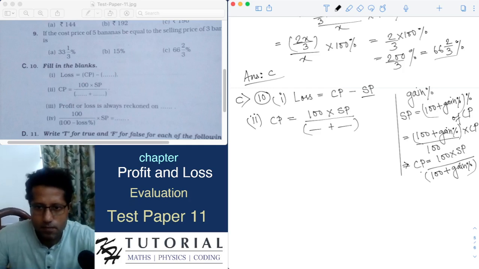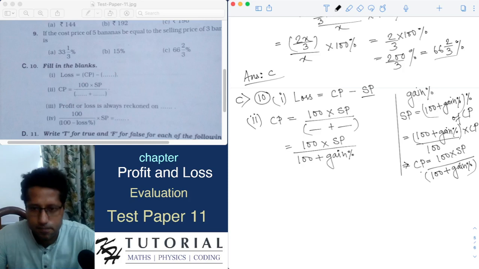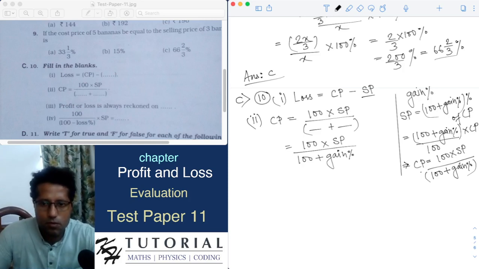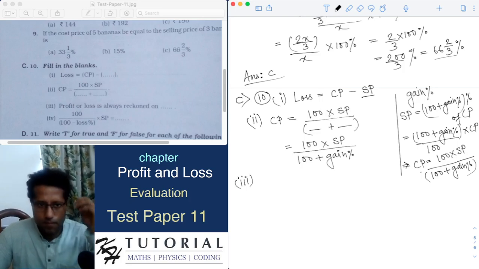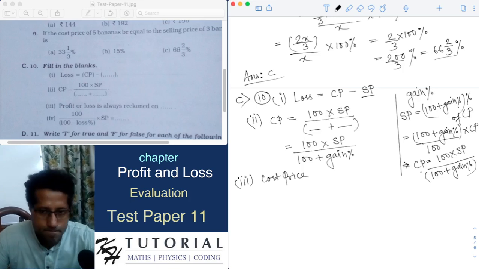So this will be 100 into SP, selling price, divided by 100 plus gain percent. Remember, this is the value of the gain percent. Part 3: profit or loss is always reckoned on cost price. Profit and loss is always based on cost price.